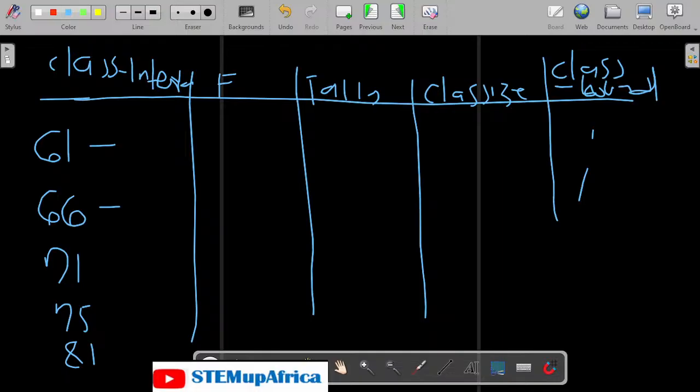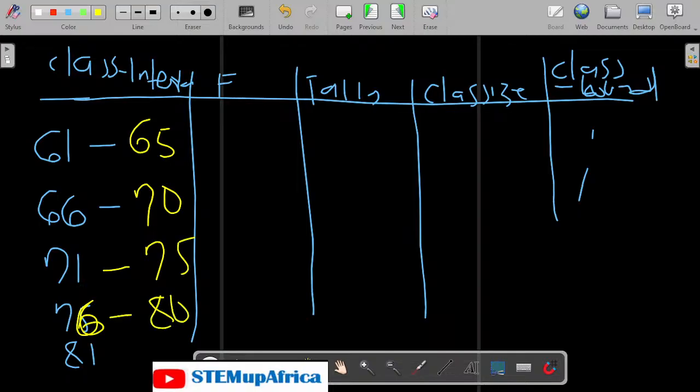So here will be what? Here will be 65. Here will be 70. Here will be 75. Here is 76. Here will be 80. This one will be shorter.